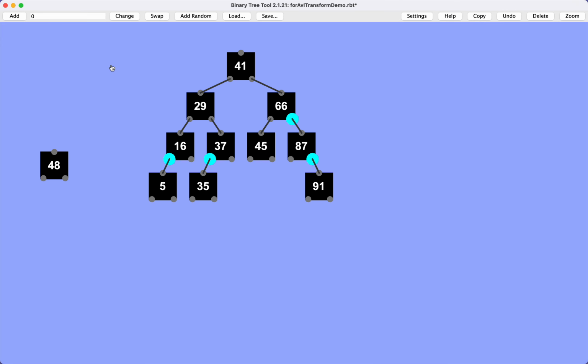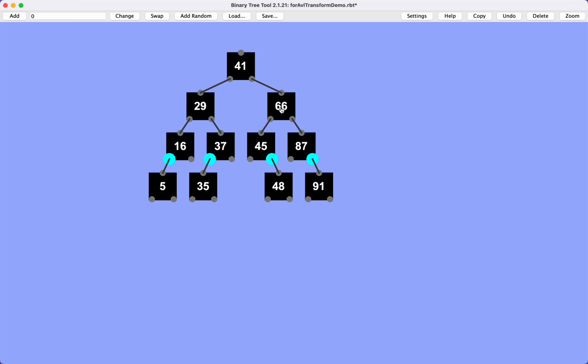And now let's finally insert the 48. Again, we'll compare, figure out, this is basically just a binary search tree insertion, and we will insert to the right of the 45. The 45 sees its right subtree has grown, so we change that. 66 sees that its left subtree has grown. Well, it was leaning to the right, so now it becomes balanced, and then no more changes up the tree.